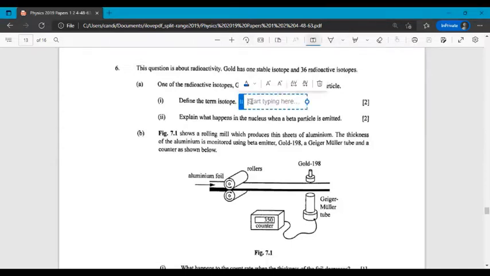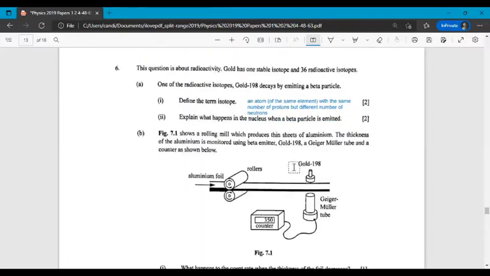So, the answer that we're looking for here is an atom with the same number of protons but different number of neutrons. Okay, and that's an atom of the same element. That's the answer that we're looking for there.